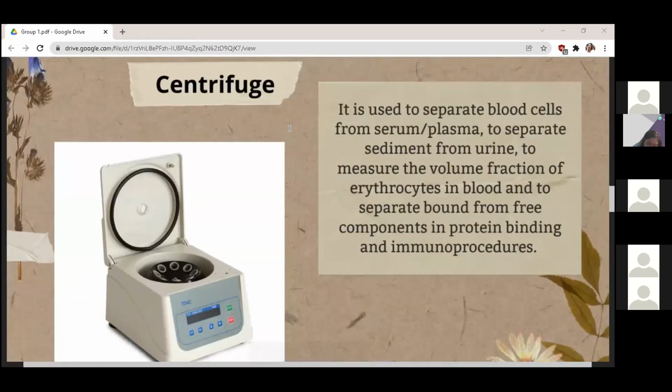Next is the centrifuge. It is used for separating particles by density, and for example, is used to separate blood cells from serum or plasma, to separate sediment from urine, to measure the volume fraction of erythrocytes in blood, and to separate bound from free components in protein binding and immunoprocedures.